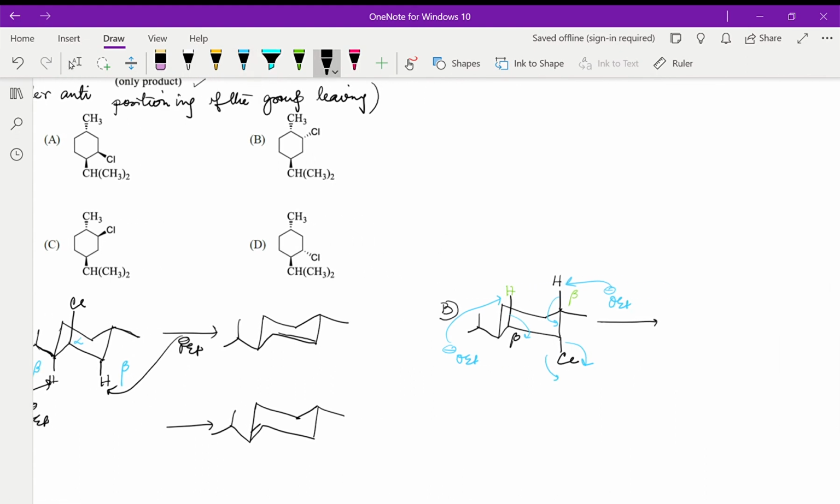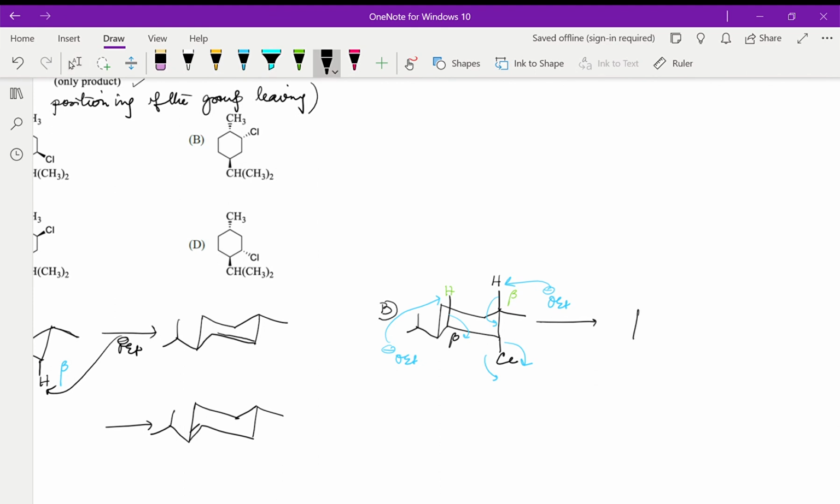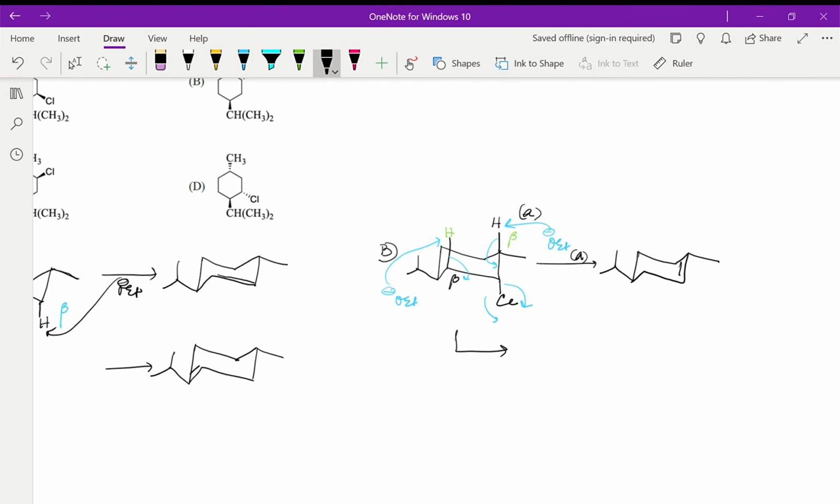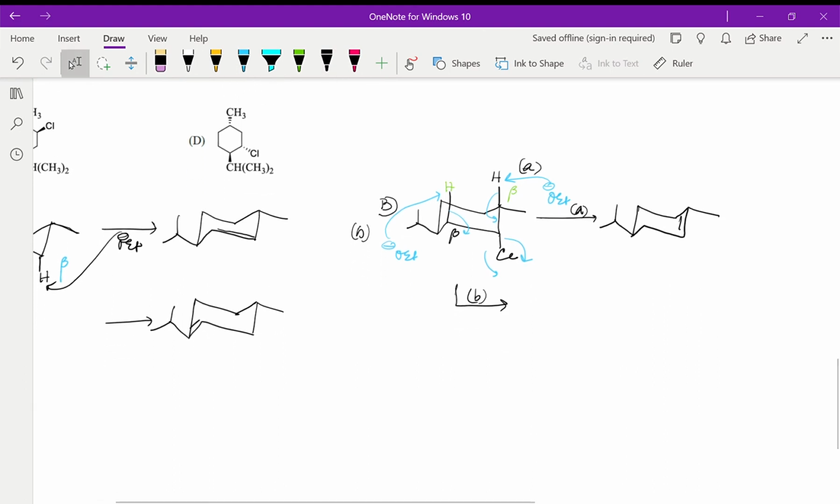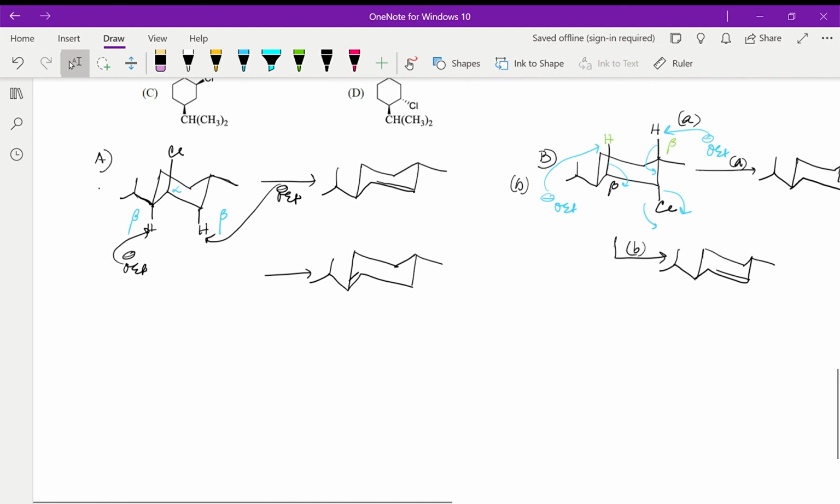So again we are having two possible products. By pathway A, our product is going to be like this, all right, and by pathway B, which is suppose that one, I'm talking about small b over here, I can have another product which is going to be something like that. Okay, all right, so these are the two possible products.